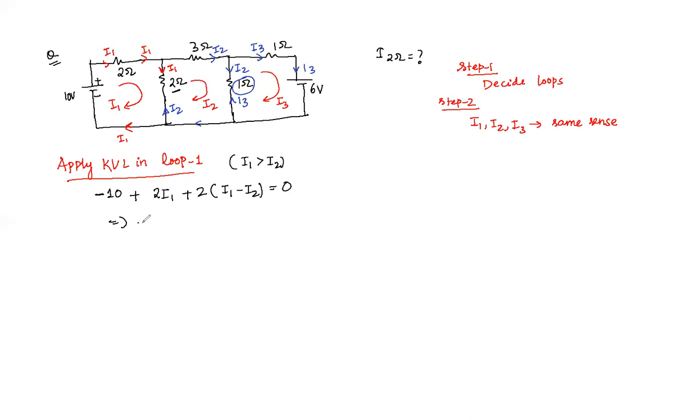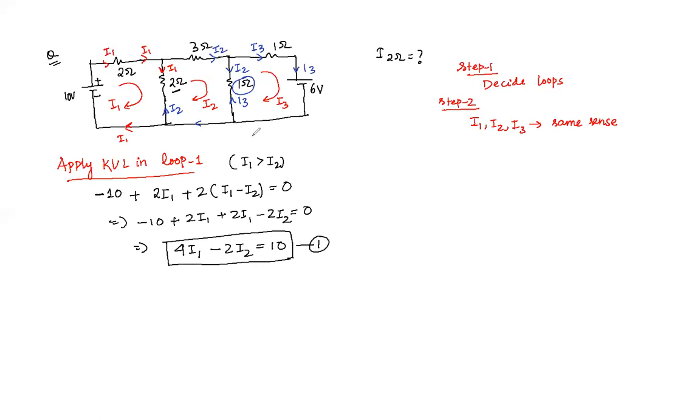Okay. So here I'm going to write it as minus 10 plus 2I1 plus 2I1. I'm just leaving this task for you, that you can also take your conventional method that is taken in many of the books, that negative to positive it is plus and minus 2I1. You can do it as well. Plus 2I1 plus 2I1 minus 2I2 is equal to 0. So this one is going to give us a result that is 4I1 minus 2I2 equal to 10, right? This is our equation 1 that I got from applying KVL in loop 1.